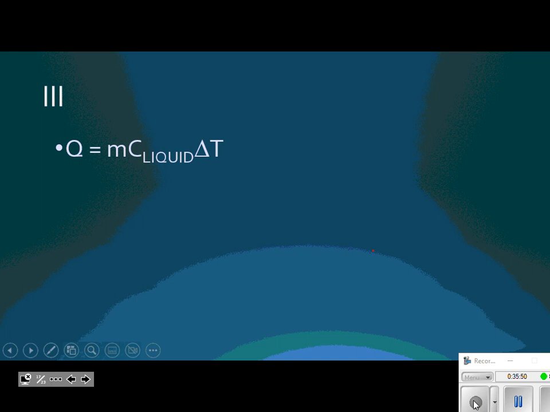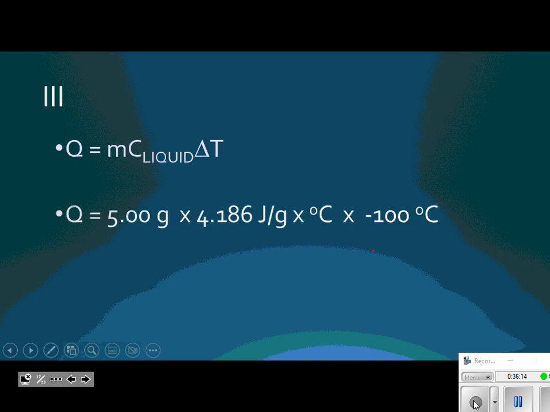What's my delta T? What's my initial temperature? Where did I start? 100, right? In area 3. Where did I end? 0. So what's 0 minus 100? Negative 100. There we have all of our data. When I did my math for these, I got negative 2,093 joules.